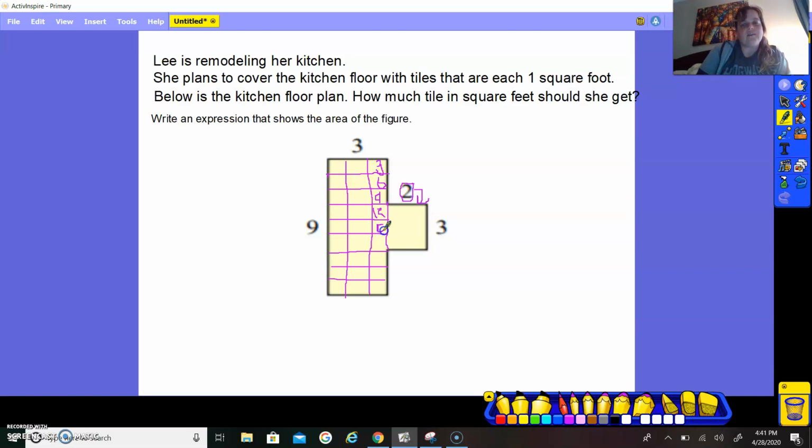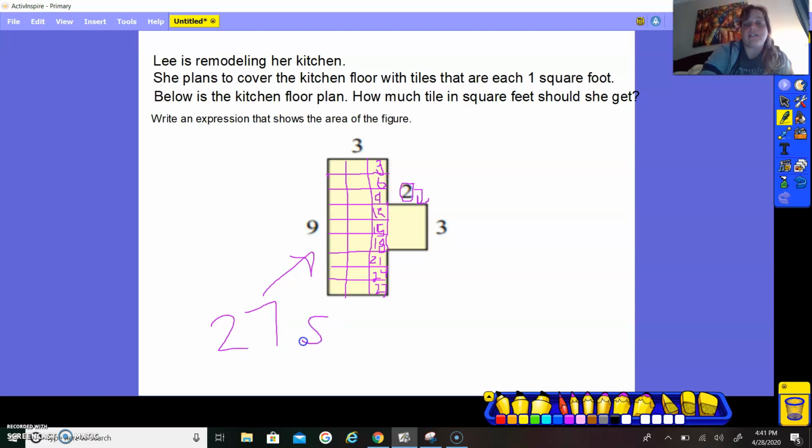15. What comes after 15 when you're counting by threes? 18. What comes after 18 when you're counting by threes? 21. 24. And 27. So I know that the area of this space is 27, and they used feet.